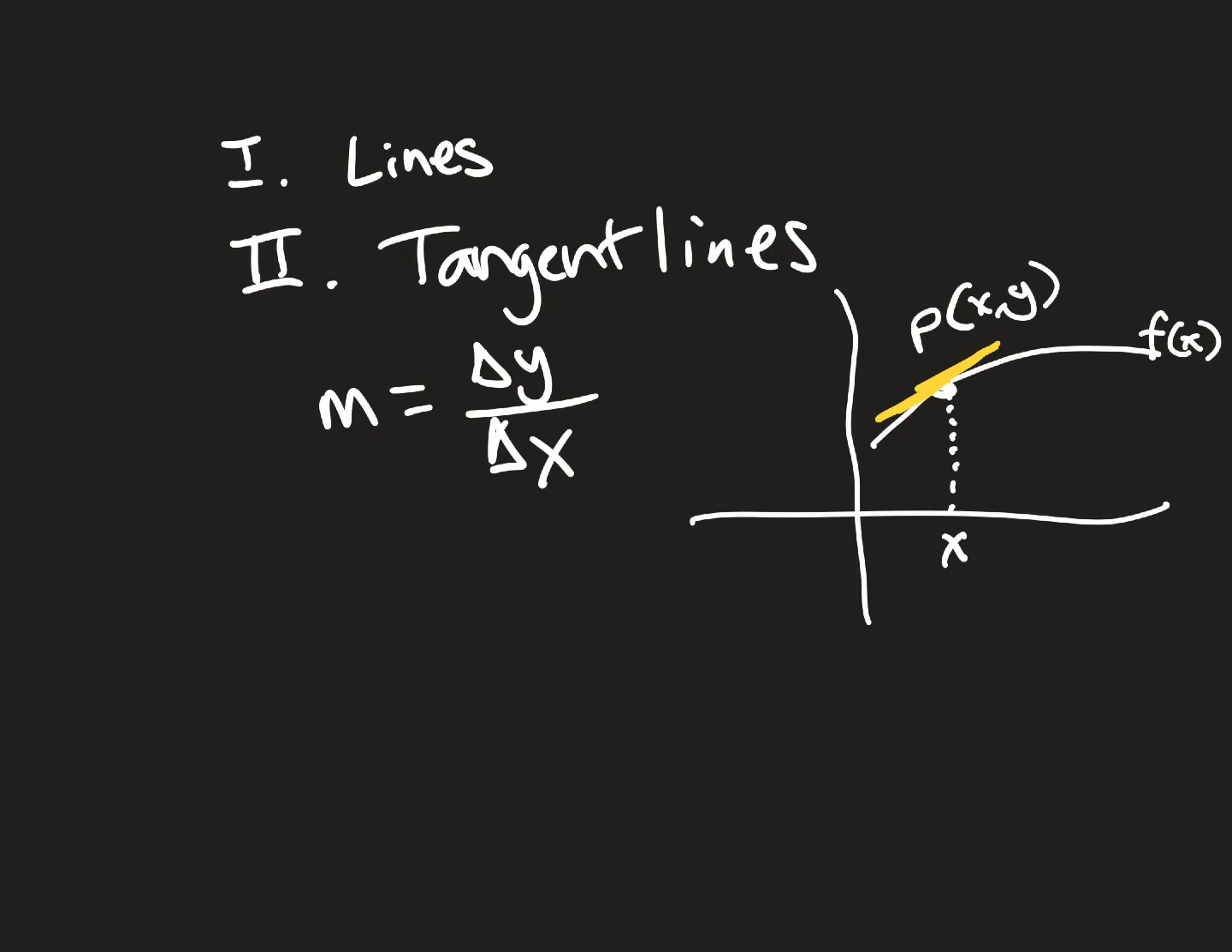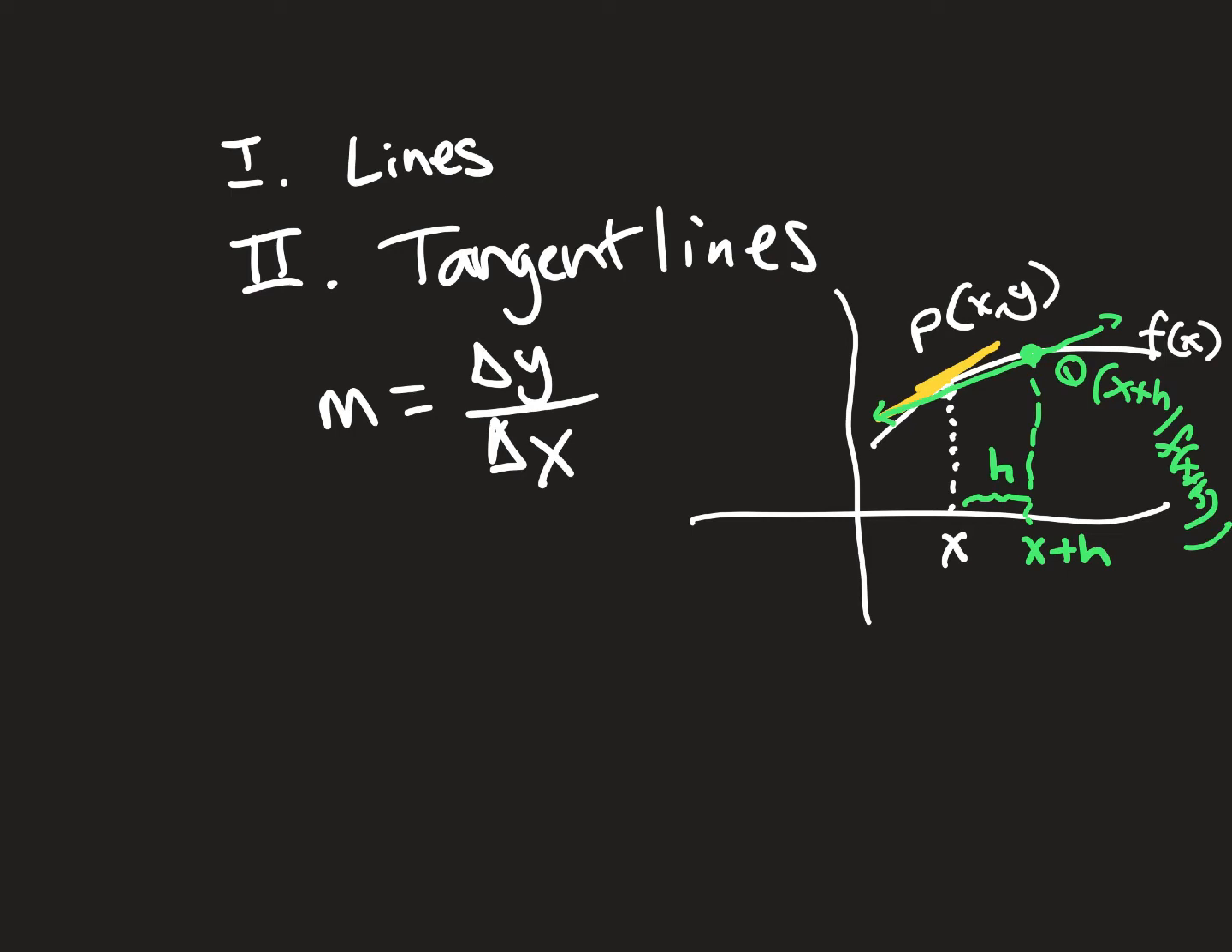Well, we said, okay, let's take a second point here. If we're finding the slope through 2 points, we can do that: it's change in y over change in x. We're going to call this point x plus h, where the distance between these 2 points is h. If I call this point Q, it has coordinates x plus h, comma, f of x plus h.